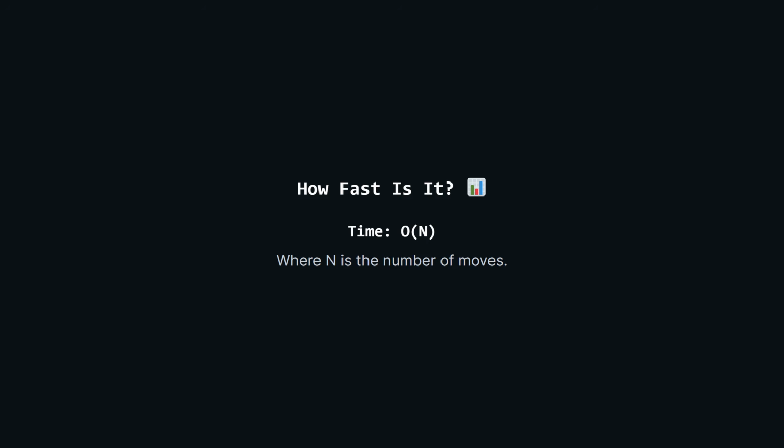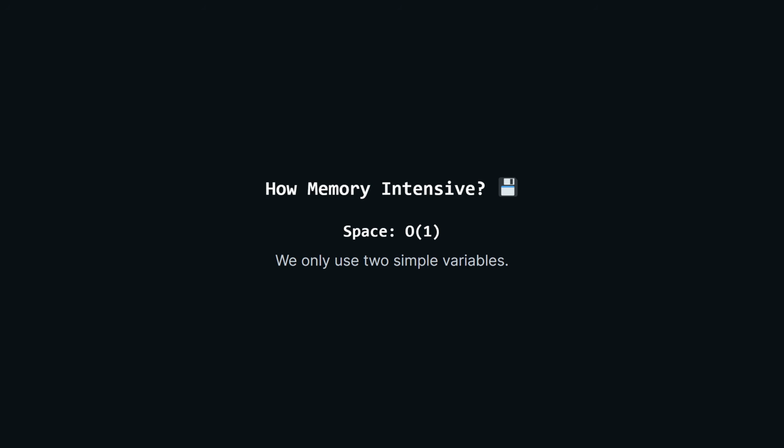So what is the time complexity? It's order n, where n is the total number of moves in our list. We just loop through the string exactly once. Space complexity is order 1, which means constant space. We only create a couple of integer variables to hold the coordinates no matter how many moves we make.